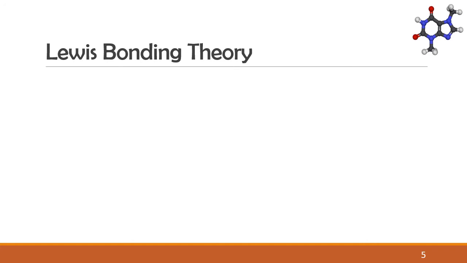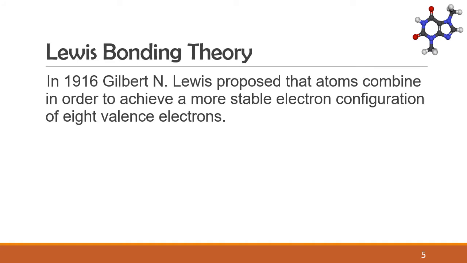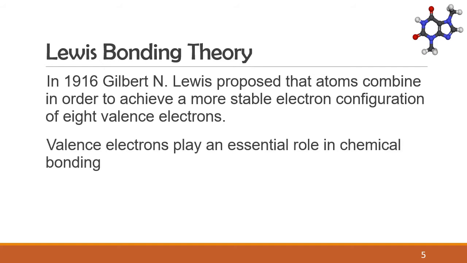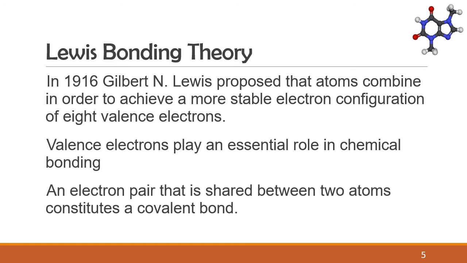Gilbert N. Lewis was a British scientist who invented a method to illustrate how covalent compounds combine their valence electrons to form chemical bonds. Lewis created this method primarily to demonstrate a bonding theory that he was proposing. In 1916, Gilbert and Lewis proposed that atoms combine in order to achieve a more stable electron configuration of 8 valence electrons. Valence electrons play an essential role in chemical bonding, and an electron pair that is shared between two atoms constitutes a covalent bond.